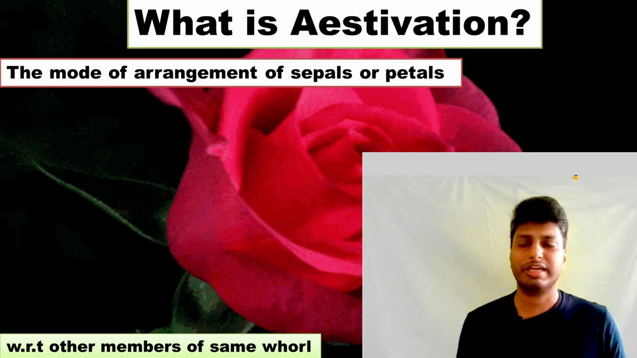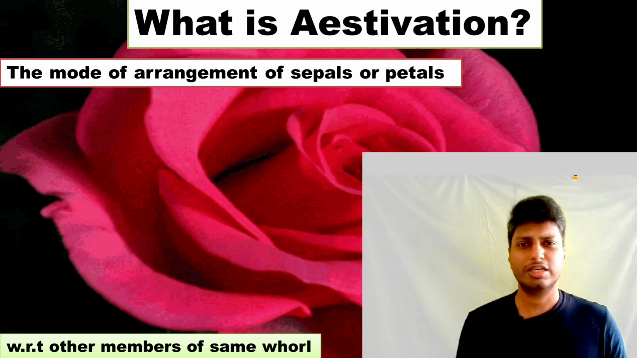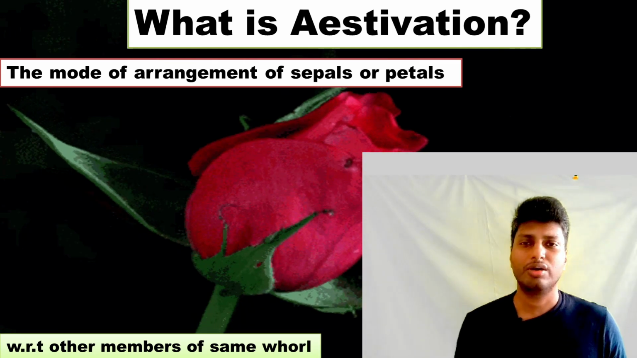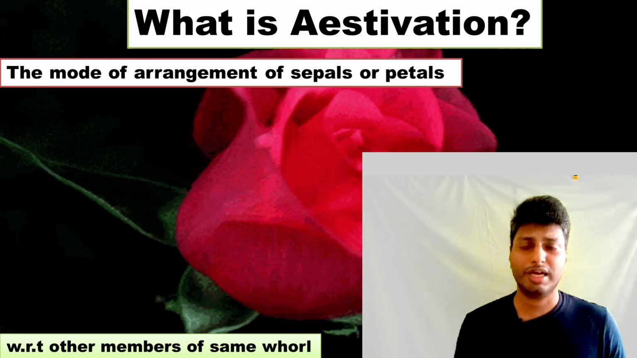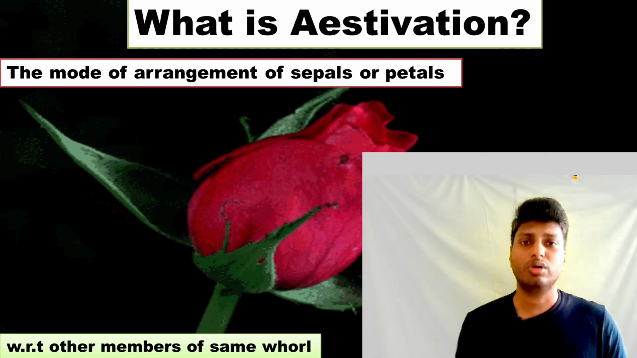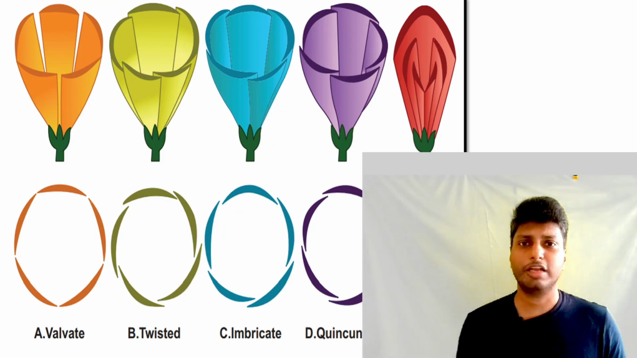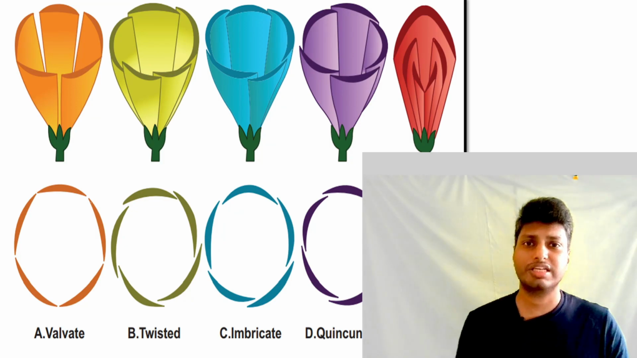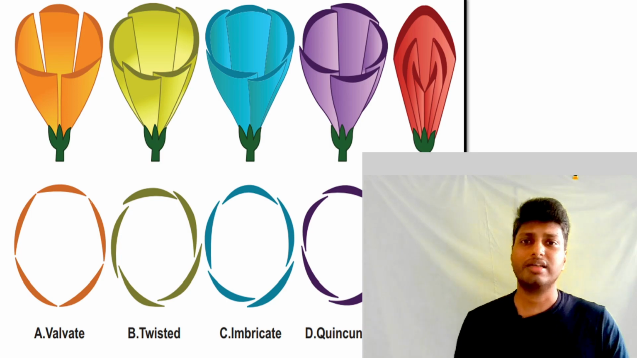Now the second question that arises in our mind is: is there only one type of aestivation? Is there only one type of arrangement of flower parts? No dear students, there are different types of arrangements of petals. There are basically 5 different types of aestivation as far as the syllabus is concerned. So let us understand the 5 basic types of aestivation.